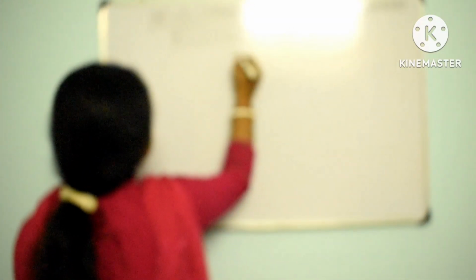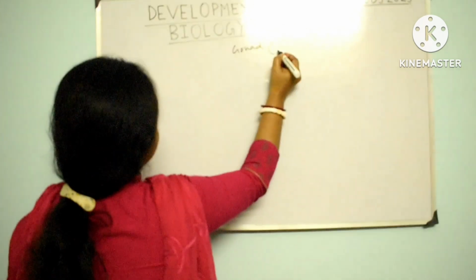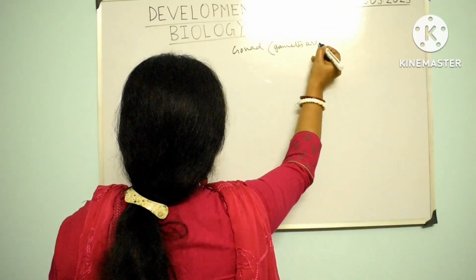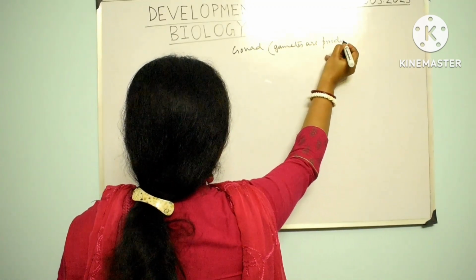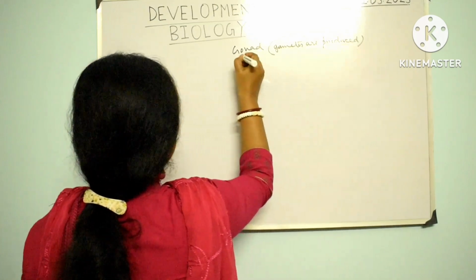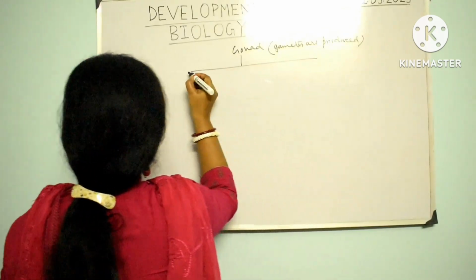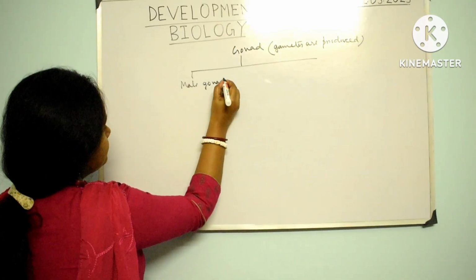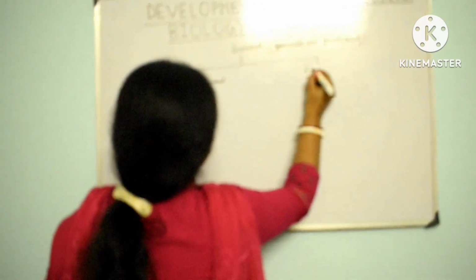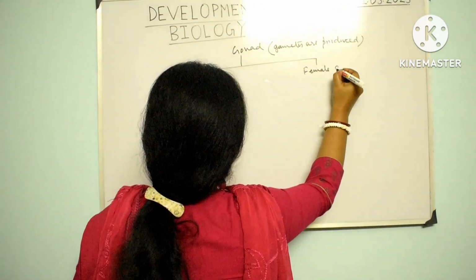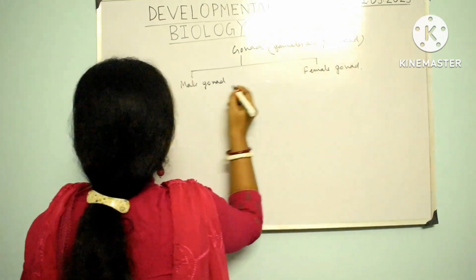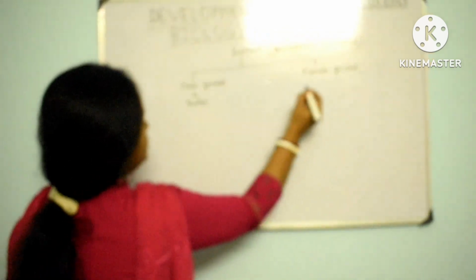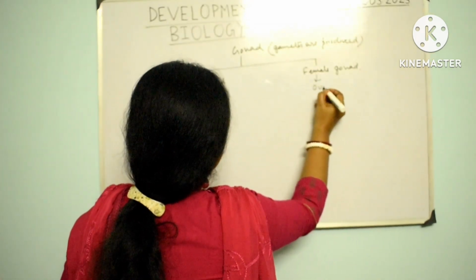Gonads are where gametes are produced. In the male body, this is known as the male gonad, and in the female body, the female gonad. The male gonad is known as testis and the female gonad is known as ovary.